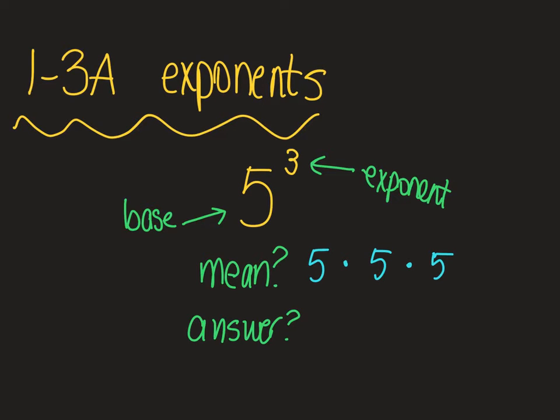If I want to figure out the answer to this, I have to take the first 2 and multiply them together. Whatever that answer is, multiply by this third number. See if you can figure it out before I write it down. 25 times 5 is 125. These 2 guys made 25, times this third 5, makes 125.